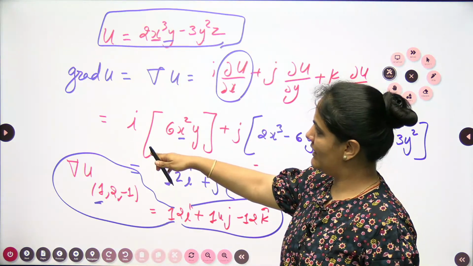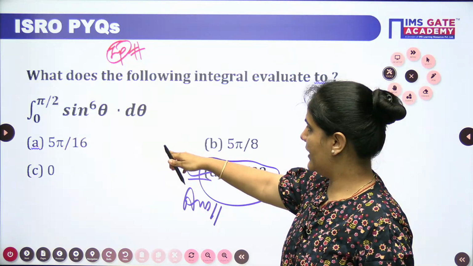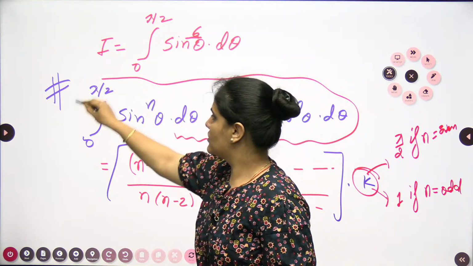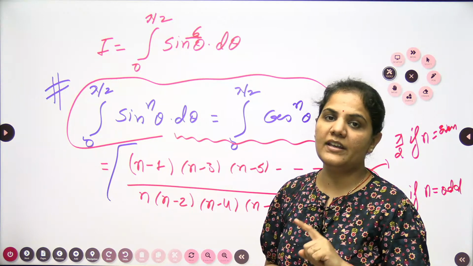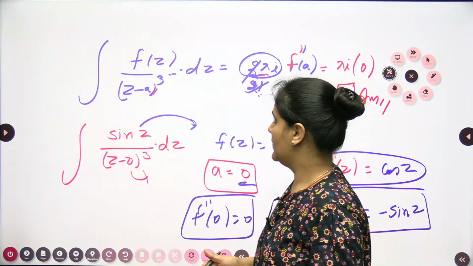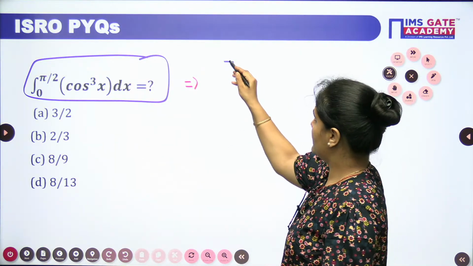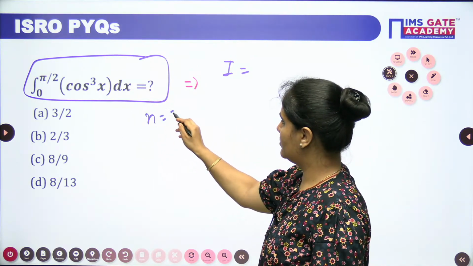So when we approach this question, we are having sine to the power 6. This is the formula, this concept we are going to use here. Again, as I told you, the concept is important because this pattern of question has already been asked 2 or 3 times in the GATE exam also. So definitely this is important for ISRO level also. So we can solve the question as integration 0 to pi by 2. I can see my n is equal to 3 here.